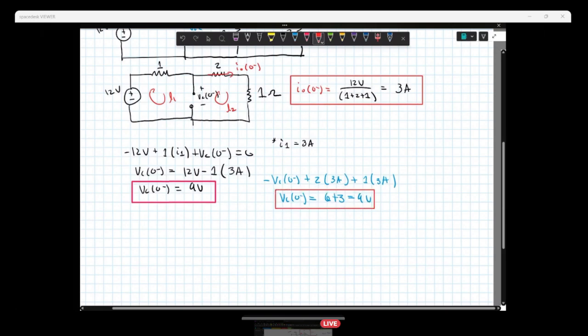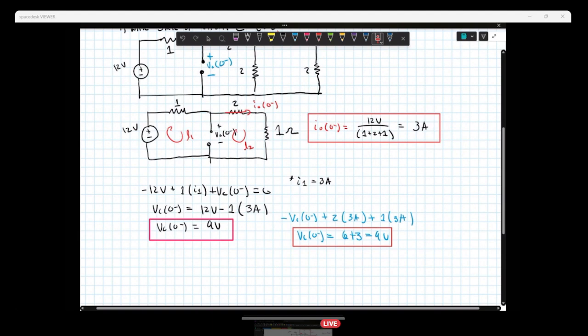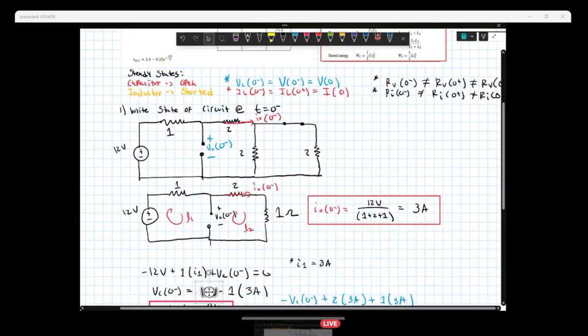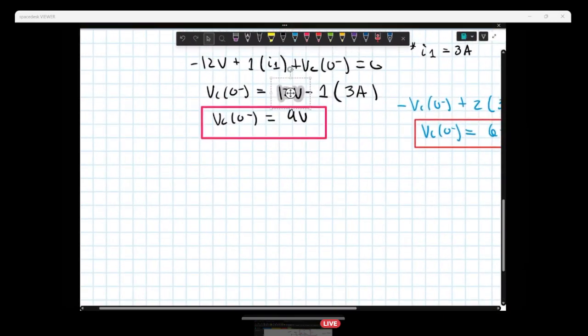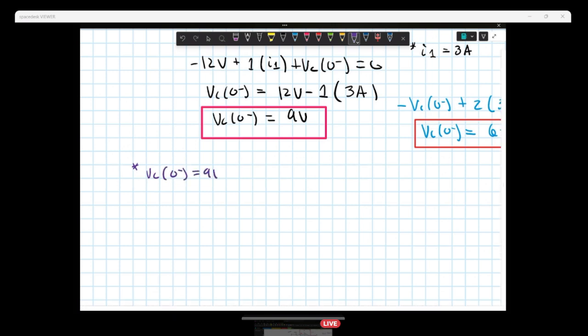So you could do KVL on either loop. Just note that both of these loops have the same current, 3A. The reason you do this is because you're going to use it in the next state of the circuit when it enters its transient state. Now that you know VC of 0 minus is equal to 9 volts, that means it's also the same at VC of 0 plus. So now you have a variable that you can use freely, which is why you do that. It's important that you know this.